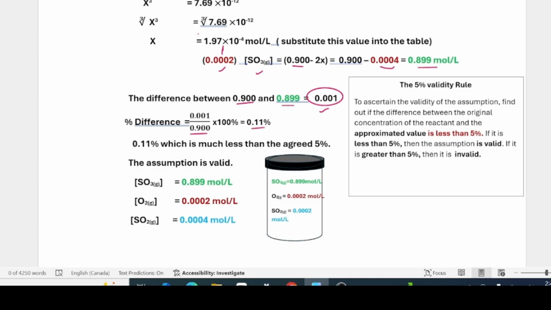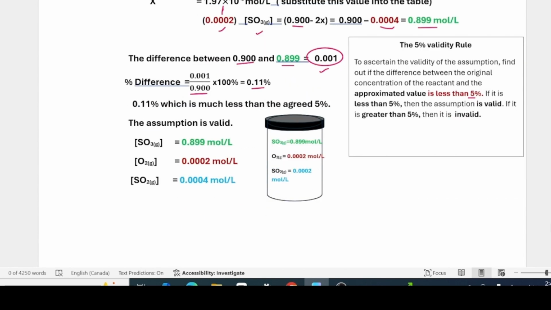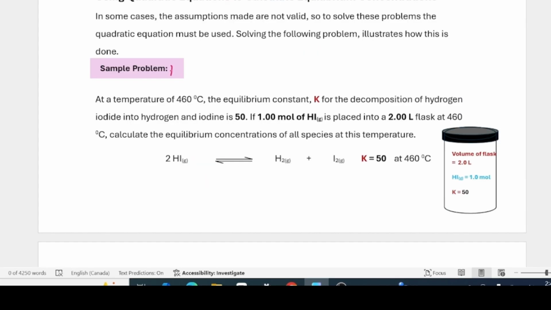and it is equal to 0.11%. It's much less than 5% of what the original value was. So if it were greater than 5%, then the assumption would have been invalid and one would have to use the quadratic equation to solve the problem. So putting in all these values, we'll end up with these concentrations here.